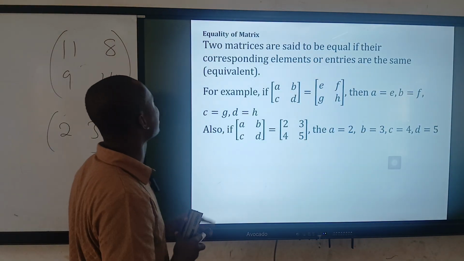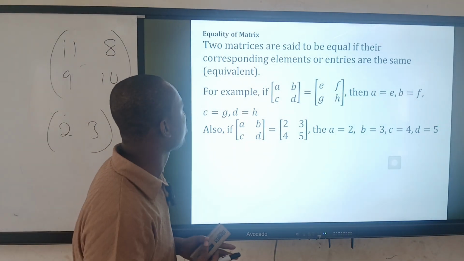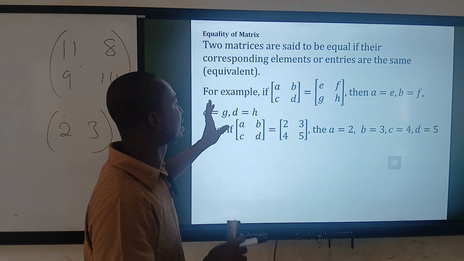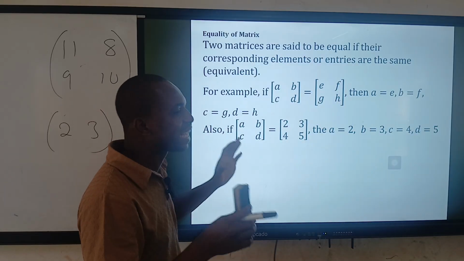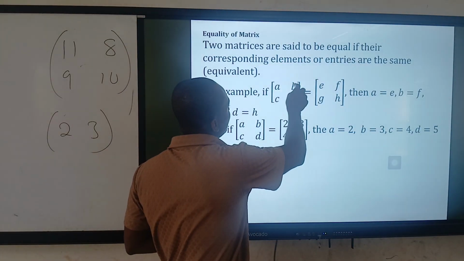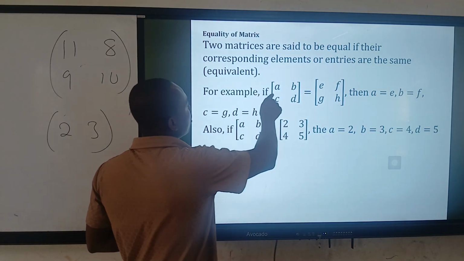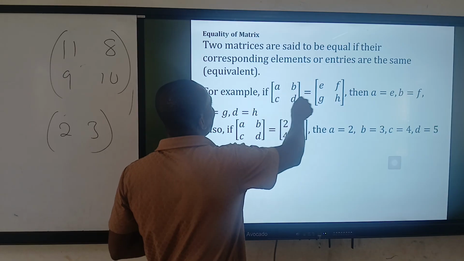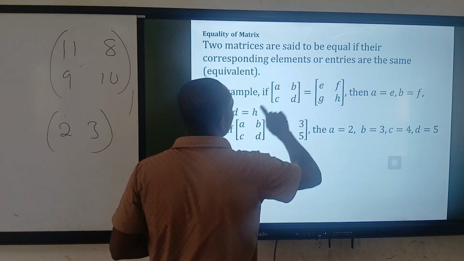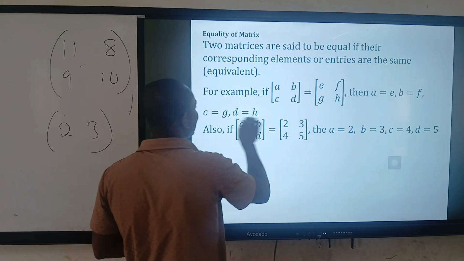Okay, so the next one is the equality of matrix. When I say matrices are equal, it's whereby the elements of the left hand side and the right hand side are supposed to be equal, and equal signs are used to indicate it. So when you take this example, A, B, C, D is equal to the other side. It means that the corresponding element here, A, is equal to E. They are the same. B is equal to F, C is equal to G, D is equal to H, as stated here.